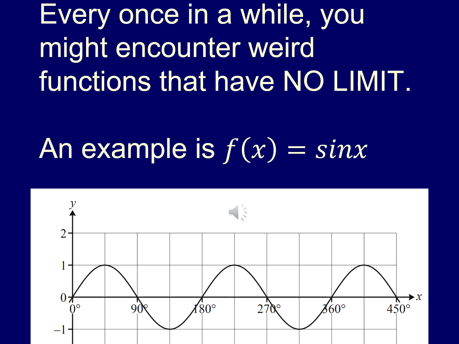So I'm going to throw one other possibility at you today. Every once in a while, you might encounter some really weird function that has no limit. Probably the simplest function like that is f of x equals sine x. We would say this has no limit, and the reason why is that it just keeps bouncing up and down over and over again, so it's not going to any specific number, and it's also not getting bigger and bigger forever. And because of that, the limit doesn't exist, or it has no limit.